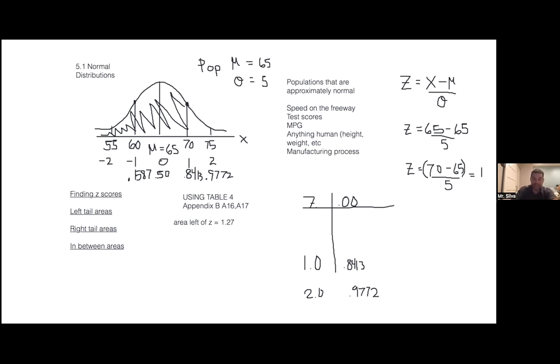So I'm going to go to z equals 1.2. I go down to 1.2, and I go across until at the top I see 0.07.